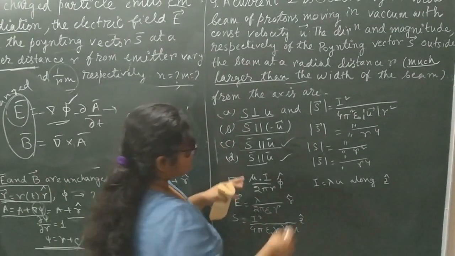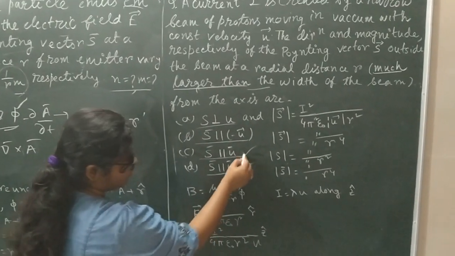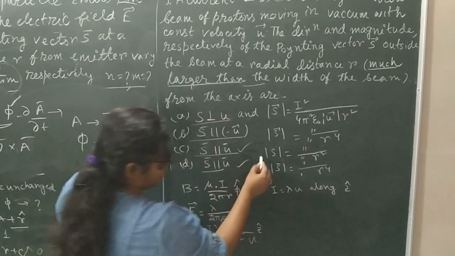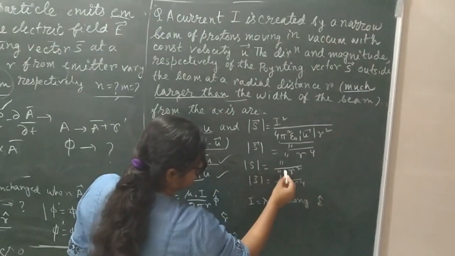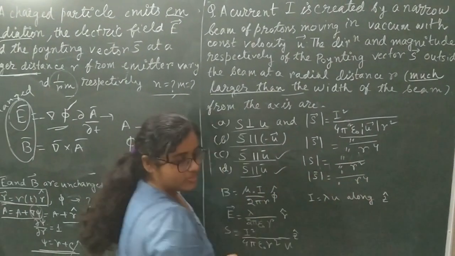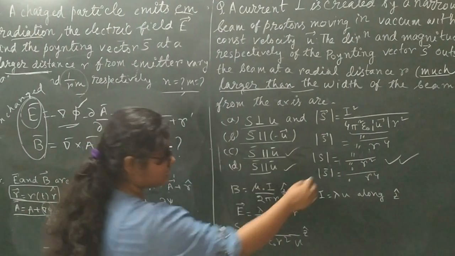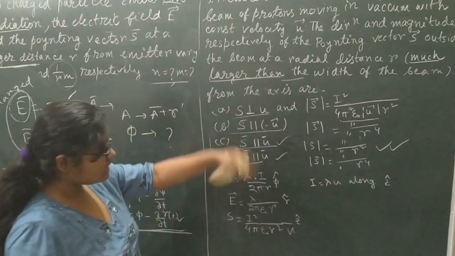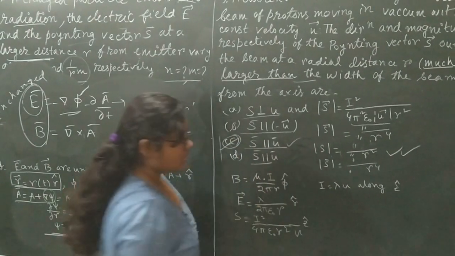Now look at the magnitude of the Poynting vector. Direction wise both the options can be correct, but the magnitude here is proportional to I square by 4 pi epsilon naught into u vector. It will be 1 by r square versus 1 by r to the power 4. So definitely S is proportional to 1 by r square. Just by seeing the options you can understand that option C is right and option D is incorrect.